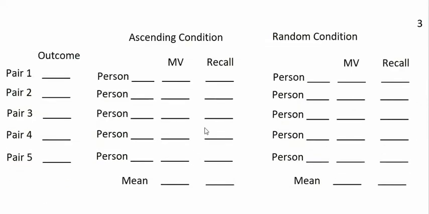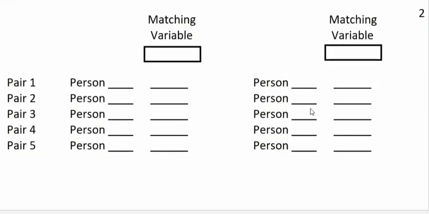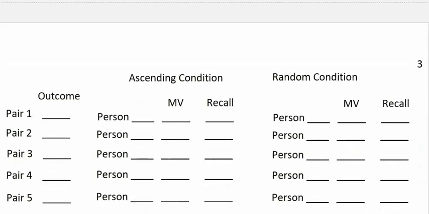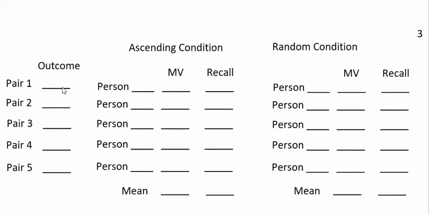And let's say that this ended up being tails for pair 2. Well, that would mean in your second pair, the right person goes to group 1, ascending, and the left person goes to group 2, random. It's just reversed. So write all of your coin tosses right here.